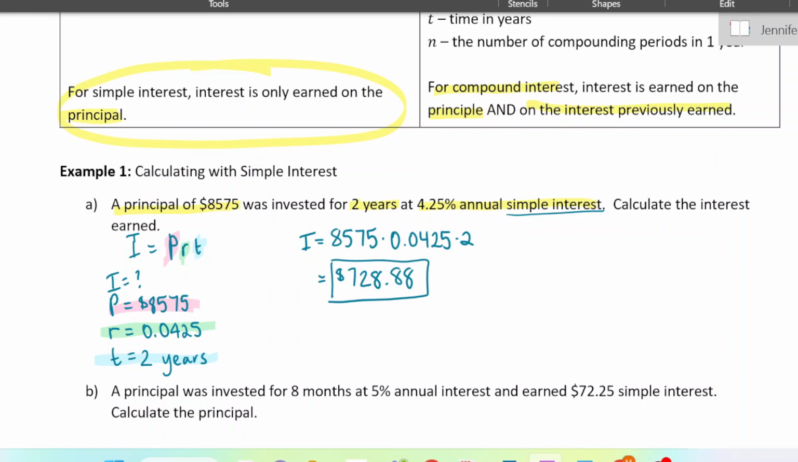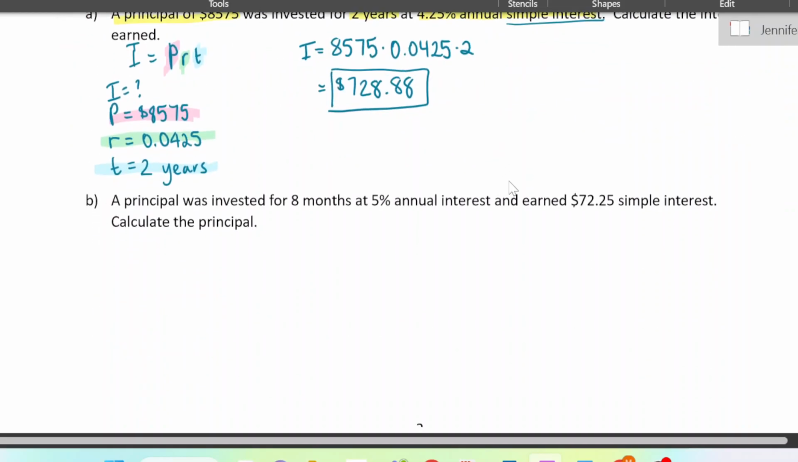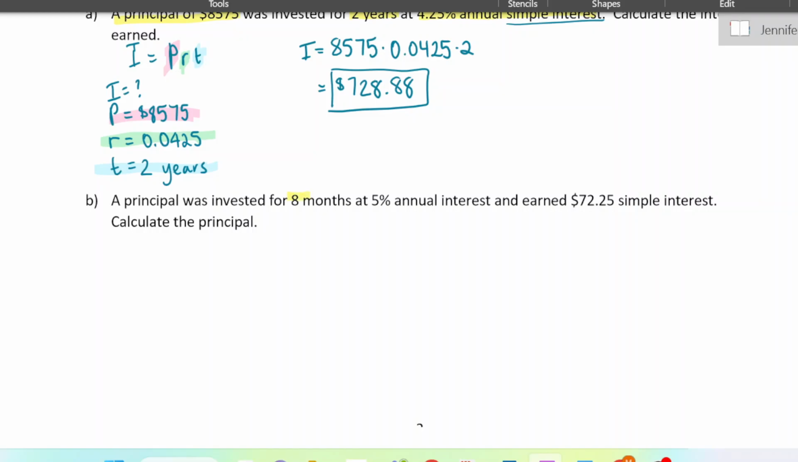Okay, let's do the next example. Here it says a principal was invested for 8 months at 5% annual interest. I'm just going to highlight as I go here. 5% annual interest, and we earned $72.25 of simple interest. Calculate the principal. Okay, so let's write out our equation again. I equals PRT. So this time we do know the interest earned. It was $72.25.